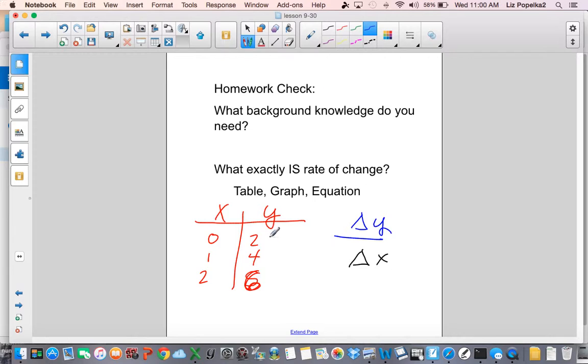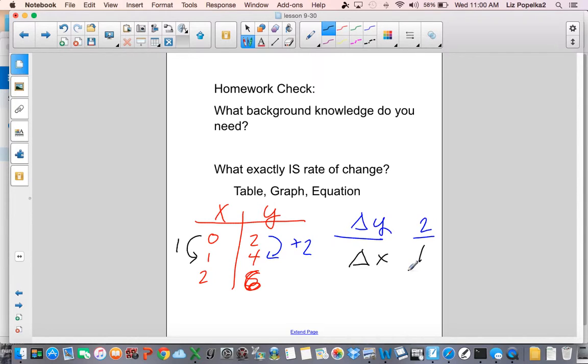So you're going to notice from here to here, I'm going up by 2. So my change in my y value is going to be a 2. And you'll notice my x value from here to here, it's going up by 1. So my change in my x value is a 1. So my rate of change for this particular table, my change in my y value over my change in my x value is 2 over 1.